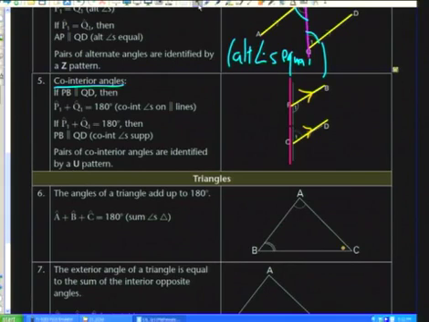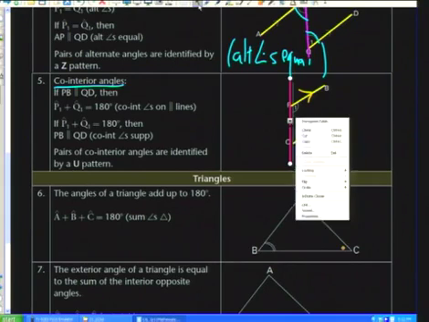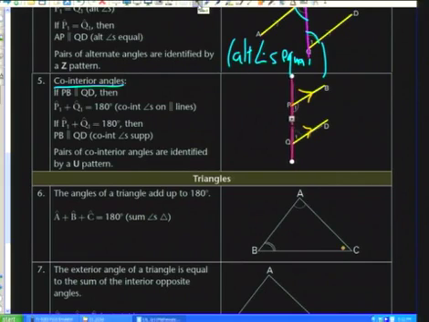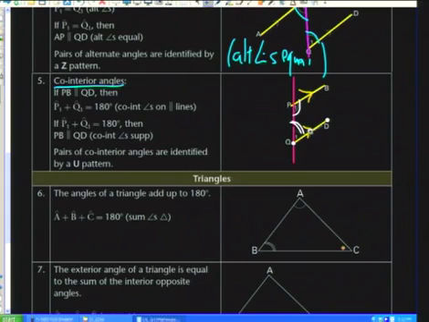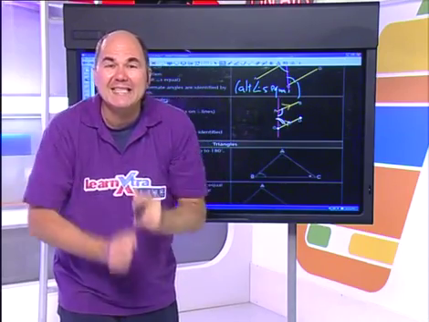Pick it up and move it across. There it goes. There it is, like that. Very good. And what we're saying is, guys, this angle and this angle are between the parallel lines. I hope you can see that. They're between the parallel lines. We say they are co-interior.